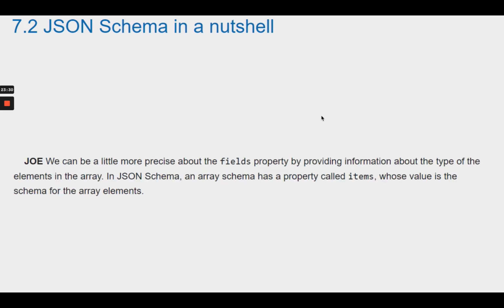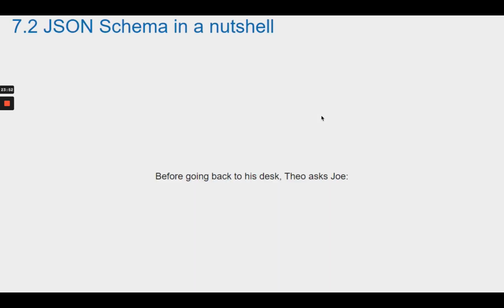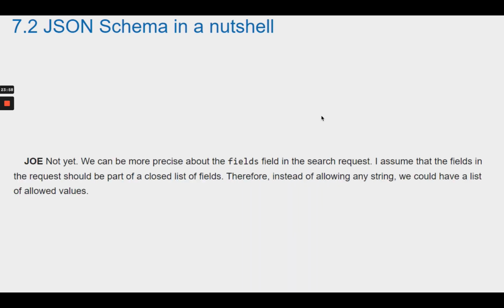Joe: We can be a little more precise about the fields property by providing information about the type of the elements in the array. In JSON schema, an array schema has a property called items, whose value is the schema for the array elements. Without any hesitation, Theo adds this information on the whiteboard. Stepping aside, he shows Joe the result. Before going back to his desk, Theo asks Joe, Theo: Are we done now?